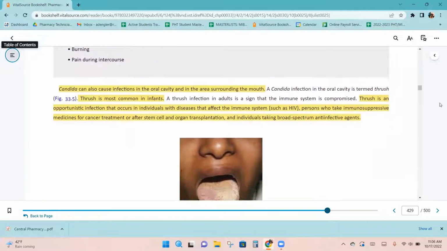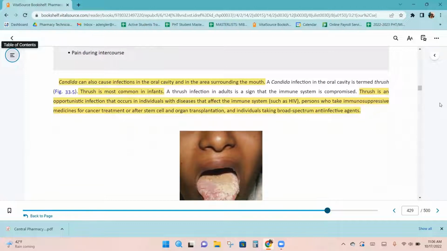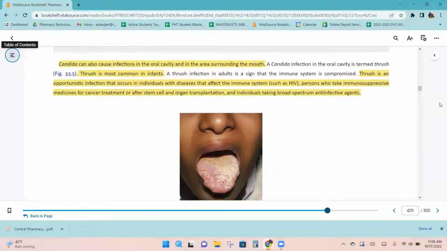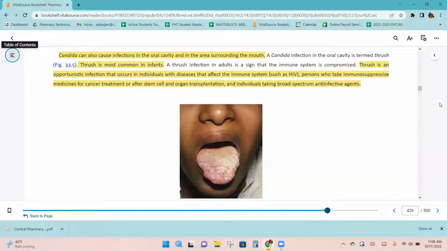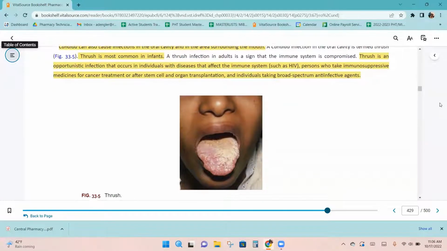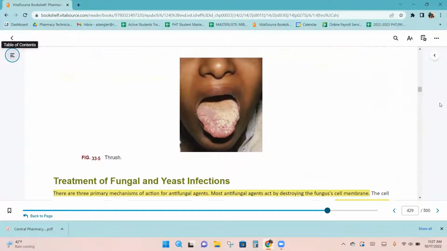Candida can also cause infections in the oral cavity in the area surrounding the mouth. A candida infection in the oral cavity is termed thrush. Thrush is most common in infants, but a thrush infection in an adult is a sign that the immune system is compromised. Thrush is an opportunistic infection that occurs in individuals with diseases that affect the immune system, such as HIV, persons who are taking immunosuppressive medications for cancer treatment or after stem cell and organ transplantation, and also with individuals taking broad spectrum anti-infective agents.